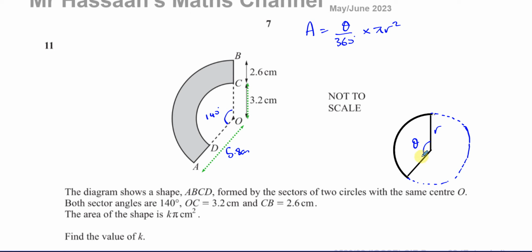So the same fraction that the angle makes with the whole circle is the same fraction that we need of the area of the circle. It's kind of like proportion. So that sector area is given by this formula here.